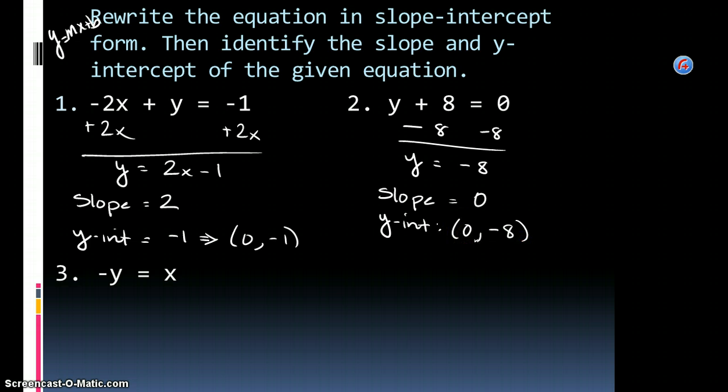Now for number 3, y is almost alone, just not quite. So this negative sign is there. I'm going to put a 1 in front of it, and then I'll divide both sides by negative 1. Then I get y is equal to a positive divided by negative is negative x. So my slope for this one is no number, so I'm going to put it there, negative 1. And then my y-intercept, I don't see it. It's not plus anything. It's like having plus 0. So it's 0, 0.